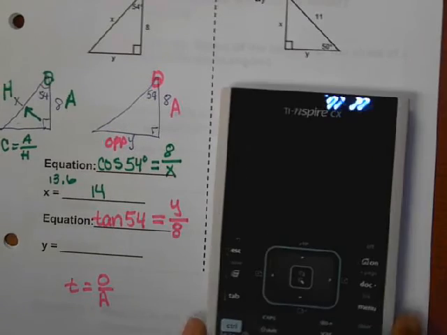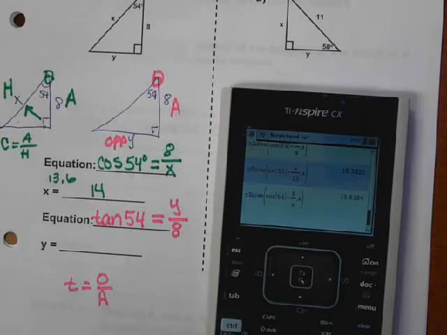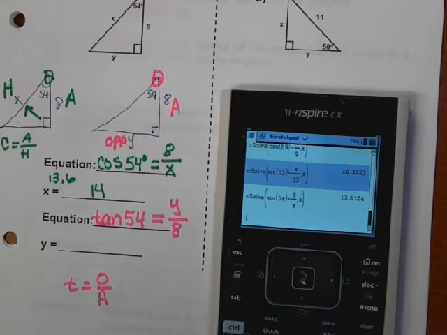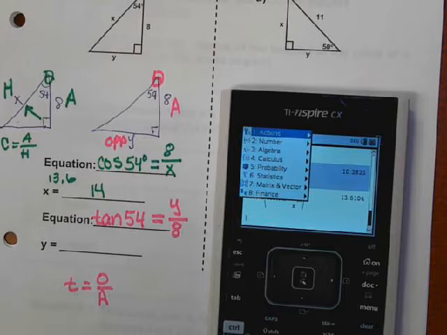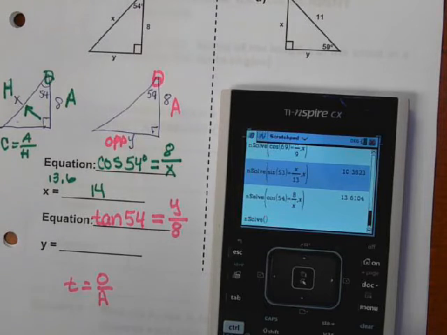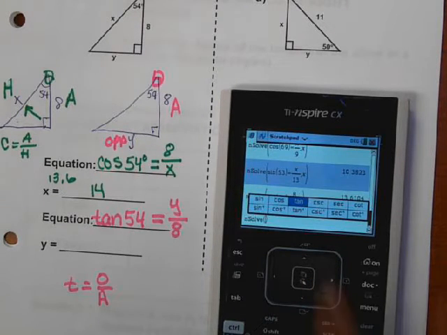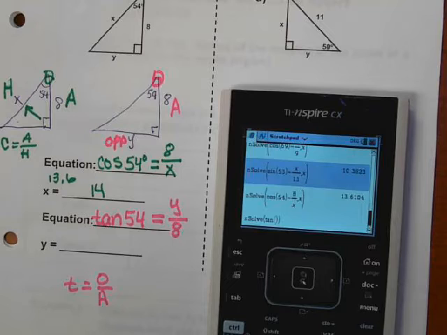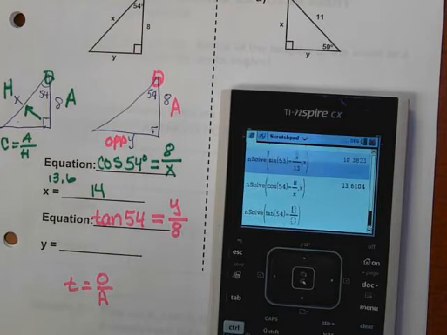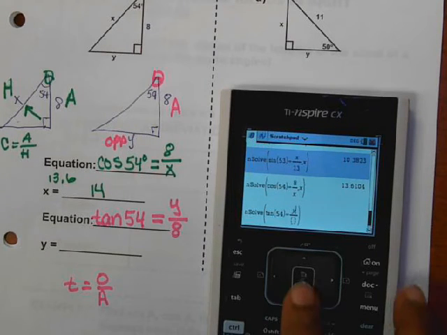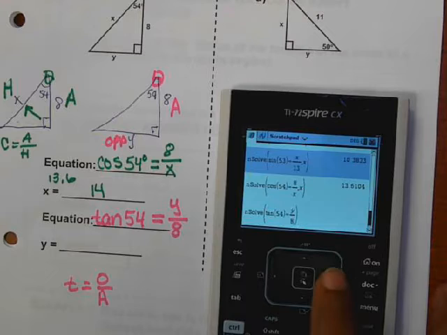Okay, get your Inspire: menu, algebra, numerical solve, trig, go over to tangent, hit enter, type in 54, arrow over once, hit equal, control divide, type in y over 8, arrow over, comma, y, enter.